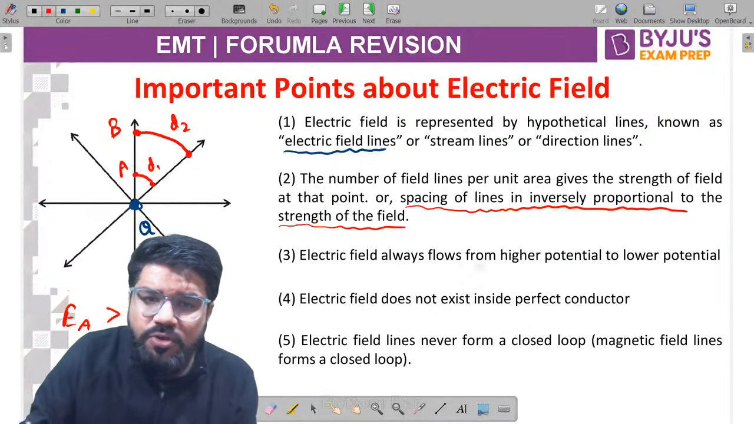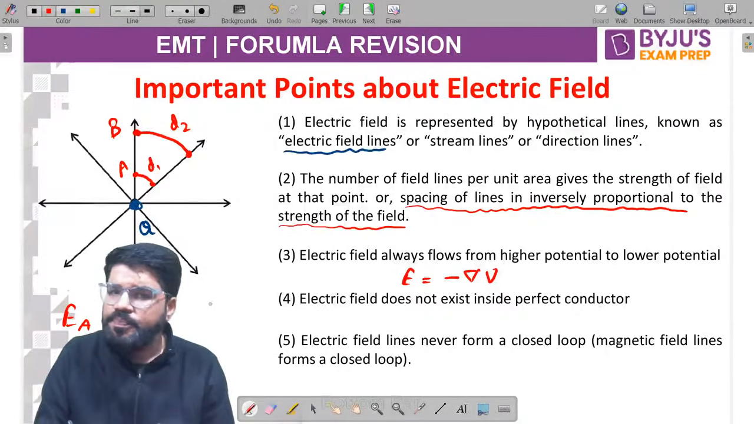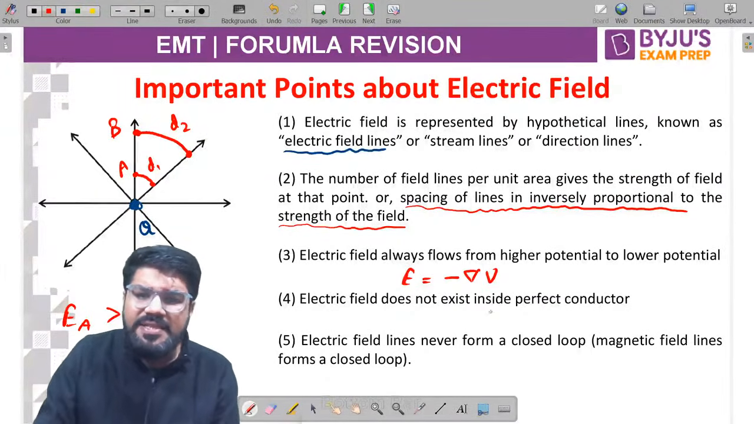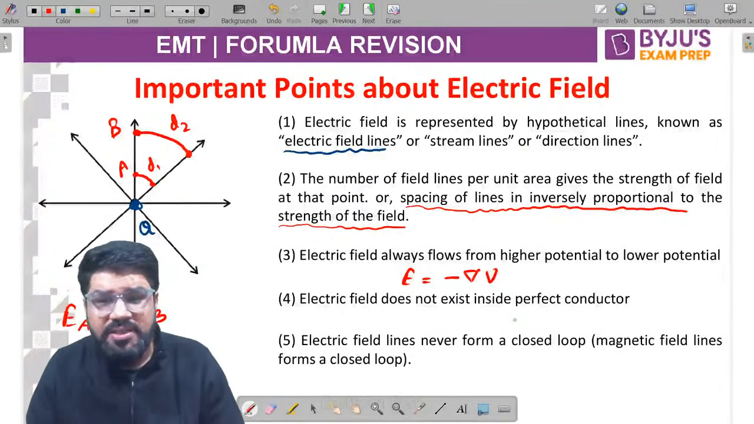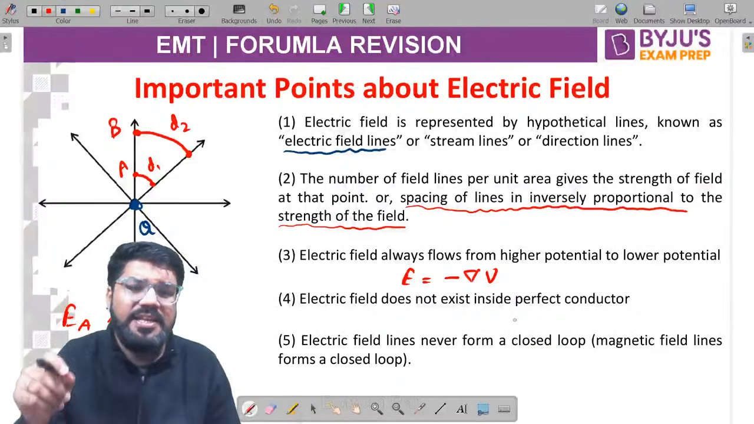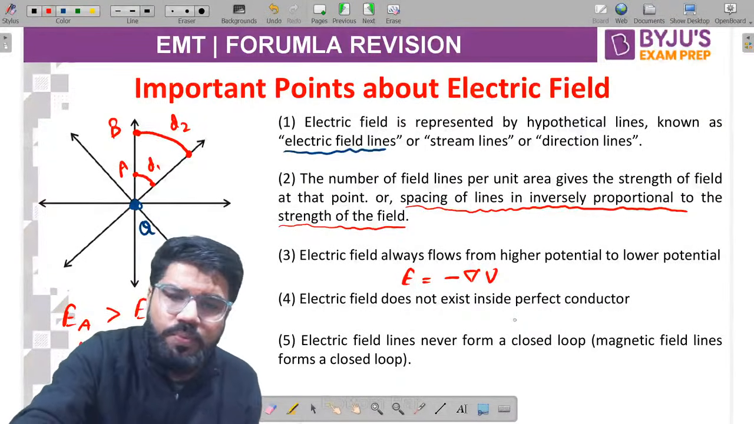Electric field always flows from higher to lower potential due to the relation with potential: electric field is minus of the gradient of V. Electric field does not exist inside a perfect conductor, and electric field lines never form a closed loop. For a dipole they appear as closed loop, but magnetic field lines, for any type of source, always form a closed loop.